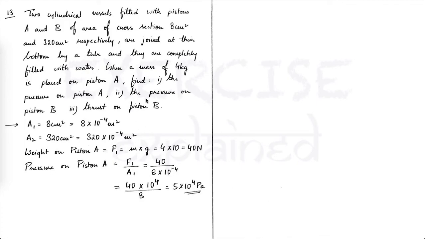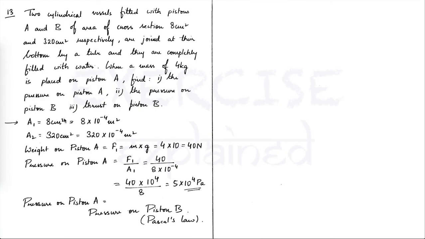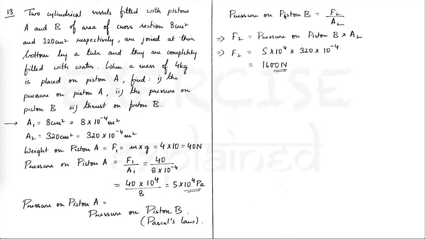Coming to the second part of the question, the pressure on piston B. Now, as Pascal's law says, pressure on piston A will be equal to pressure on piston B. So that would be 5 into 10 to the power of 4 pascals only. The pressure would not change. Now next thing we need to find is thrust on piston B. So again we'll be doing pressure is equal to force by area, or you can call it as thrust by area. Thrust is nothing but a force which is acting in the downward direction.